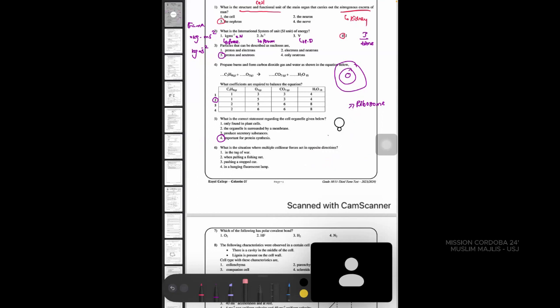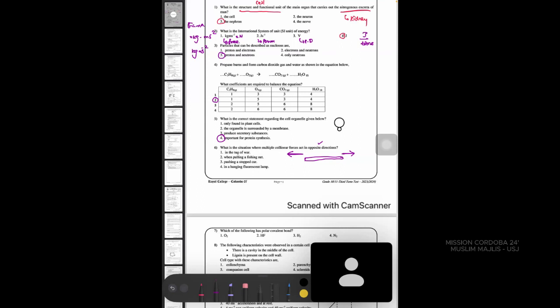Right. Now we'll look at the answers one by one. Tug of war. In a tug of war, you know that one side will pull in this direction while the other side will pull in this direction. So the two forces are opposite in direction.